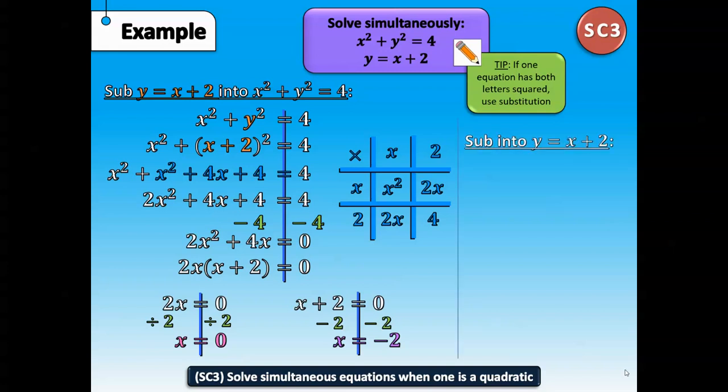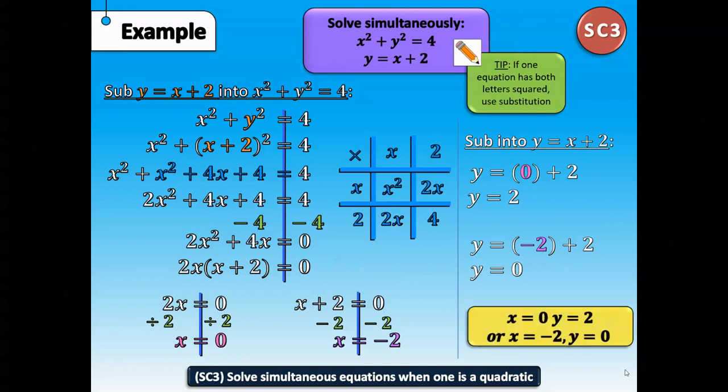So now I need to work out the y solutions. So I'm going to substitute them into the second equation, so y equals x plus 2. So if x is 0, y equals 0 plus 2, so y will be 2. And if x equals minus 2, y will equal minus 2 plus 2, so y equals 0. So my final answer is x equals 0 and y equals 2, or x equals minus 2 and y equals 0.